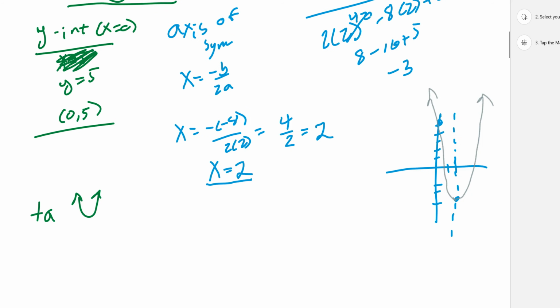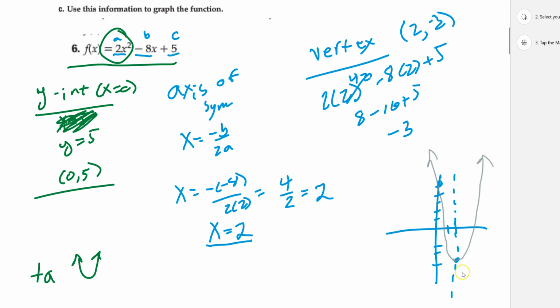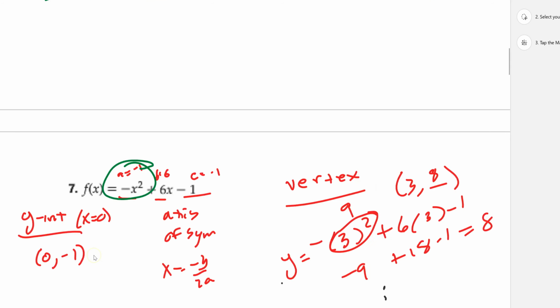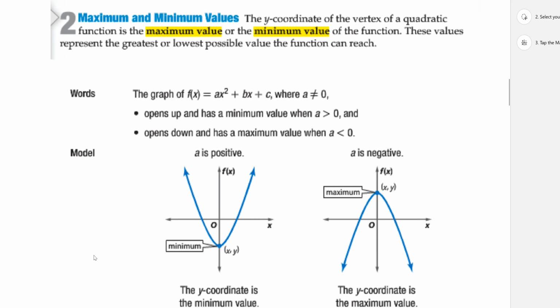When a is positive, you open up, so you have a minimum point. So when a is positive, a min. And that's leading to our next thing. So how do you find the max and min value of something? Well, they're just the vertexes, right? When a is positive, you have a min. When a is negative, a max, because it opens down.